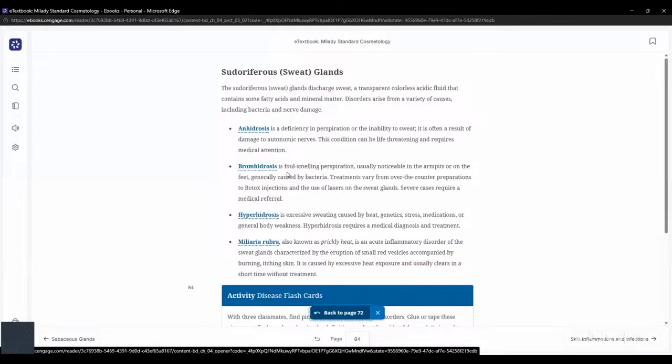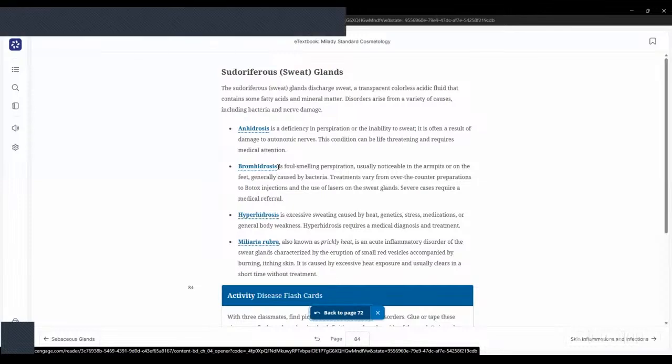And so you're going to see different types of hidrosis. Bromhidrosis: foul smelling sweat. I mean, the sweat smells like you worked outside 20 hours. Noticeable in the armpits and the feet, caused by bacteria. These individuals need to seek a professional. Severe cases require a medical professional.